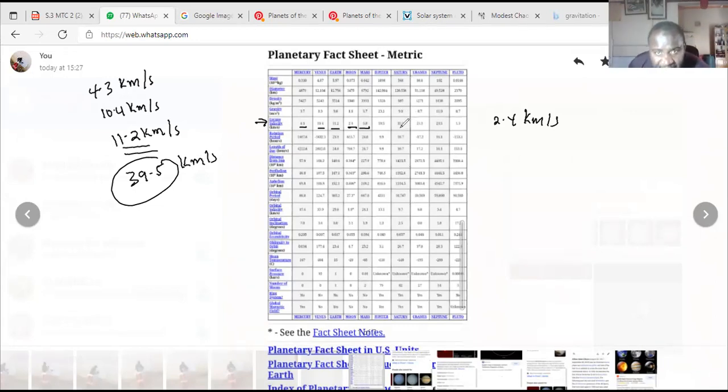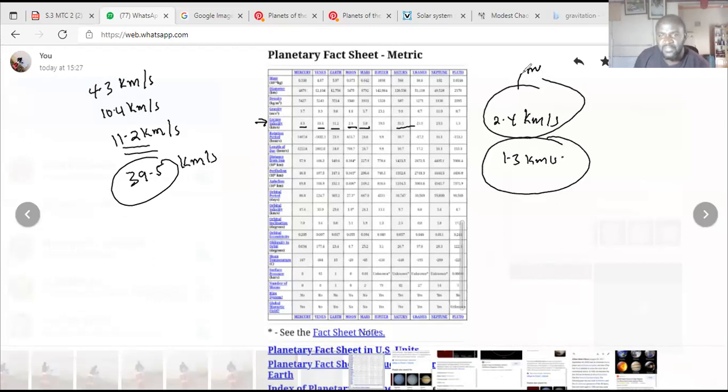Then look at Saturn. It is 35.5. Uranus is 21.3. Neptune is, sorry, 23.5. And then Pluto is 1.3. I told you Pluto is very small, even smaller than our moon. Very, very small. Its escape velocity is 1.3 kilometers per second. Yeah, it has no atmosphere. You can't have an atmosphere with this if even the moon has no atmosphere. So that is one important aspect I wanted to share on that table. Another important aspect I want to share on that table is the velocity. Where is that velocity?